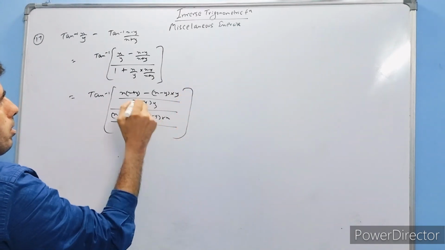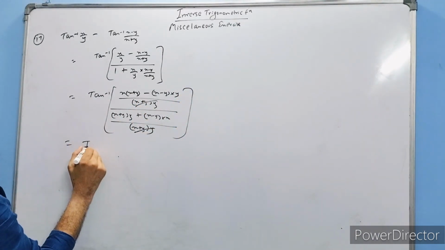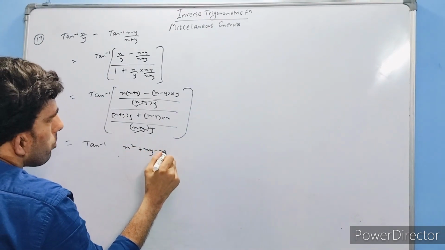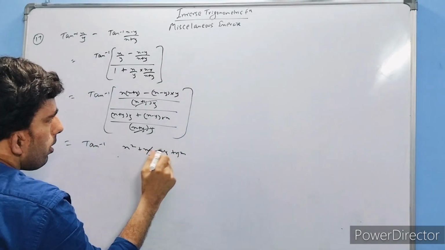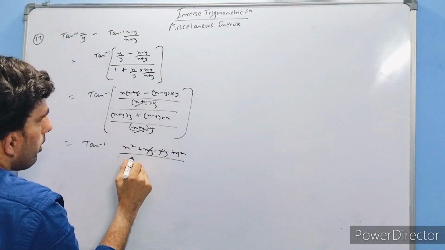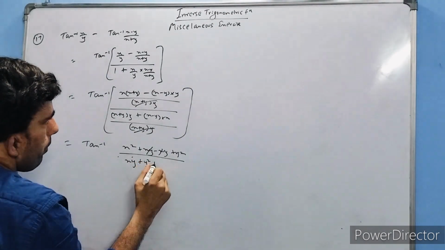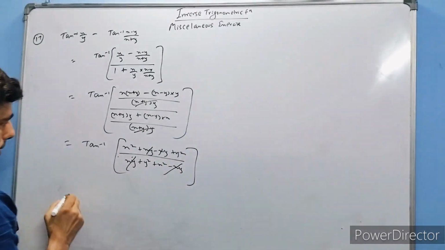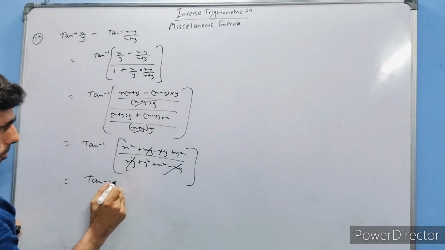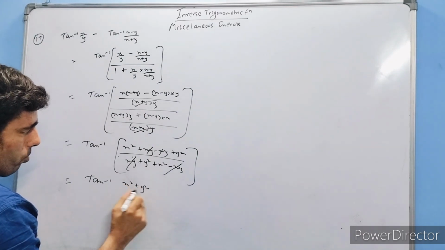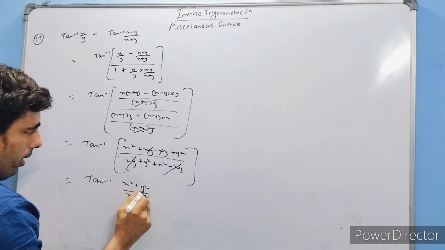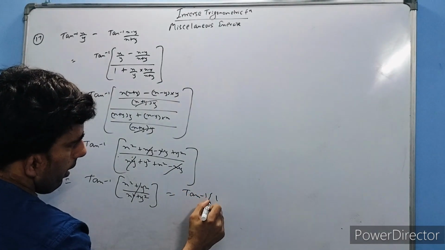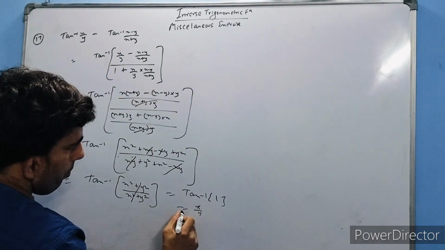So what we'll do here, we'll reduce this. So we have tan inverse x square plus xy minus xy plus y square upon, same case here, xy plus y square plus x square minus xy. So we'll have tan inverse x square plus y square upon x square plus y square. So we'll have tan inverse 1, I can write it as pi upon 4.